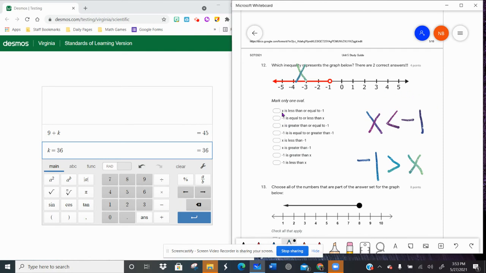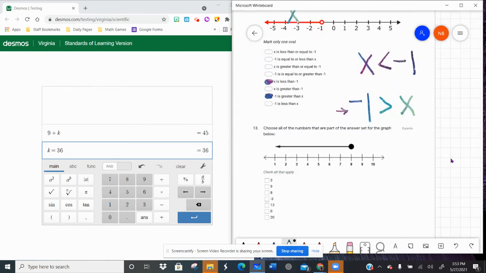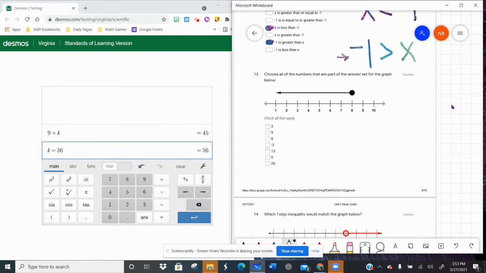So let's just see. We're looking for 2. This is less than or equal to, no. Equal to or less than, no. X is greater than or equal to, no. X is equal to or greater than, no. X is less than -1, yes. That's what our first one says. X is less than -1. X is greater than, no. -1 is greater than x. Yes, that's this one. -1 is greater than x. So it's just a translation. They're just writing it in words instead of with the inequality signs. Perfection. Remember though, if I flip the order, I flip the sign.